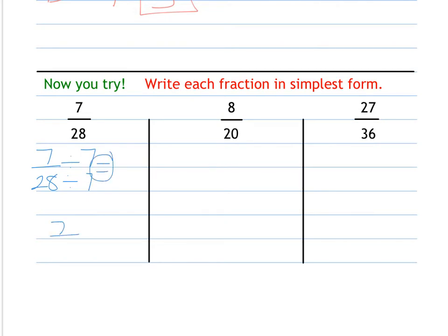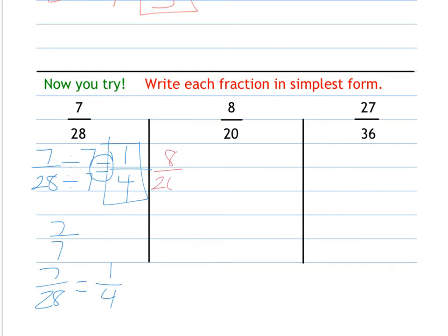Because really 7 over 7 is like 1, and when you divide any number by 1, it should stay the same. So 7 divided by 7 is 1. 28 divided by 7 is 4. So 7/28 is equivalent to 1/4.